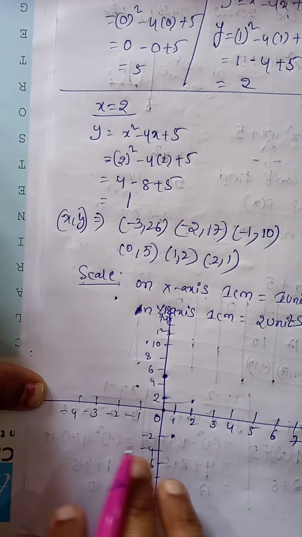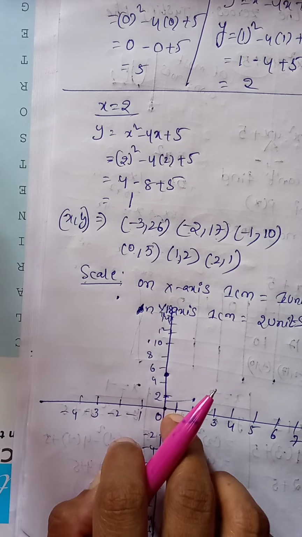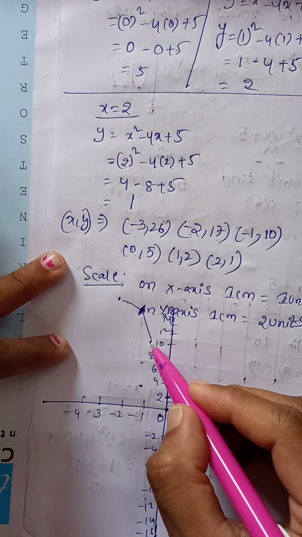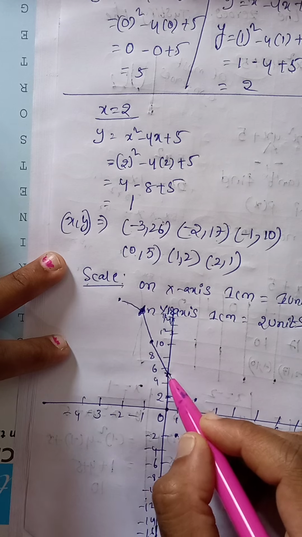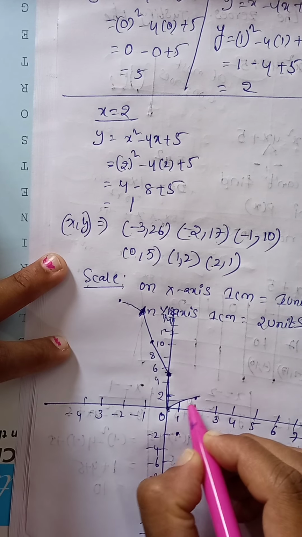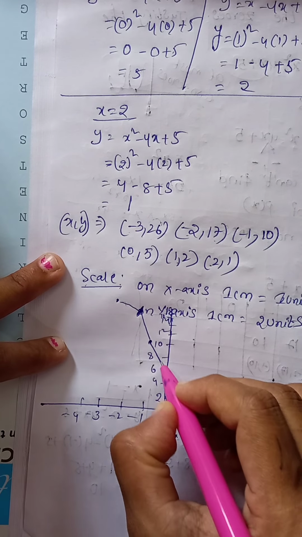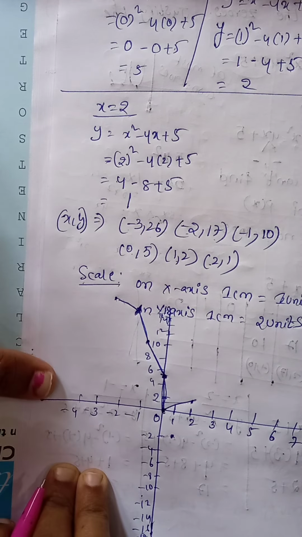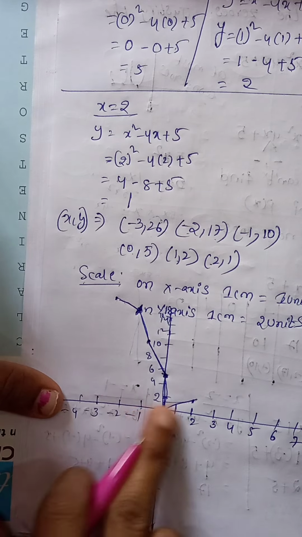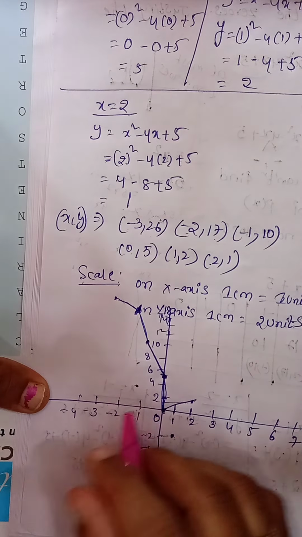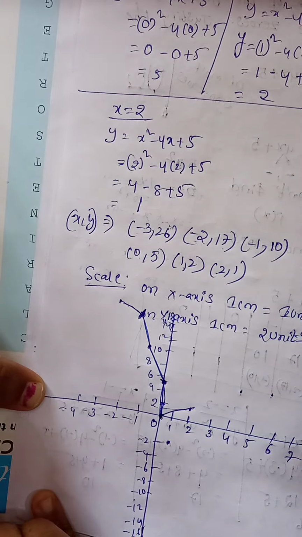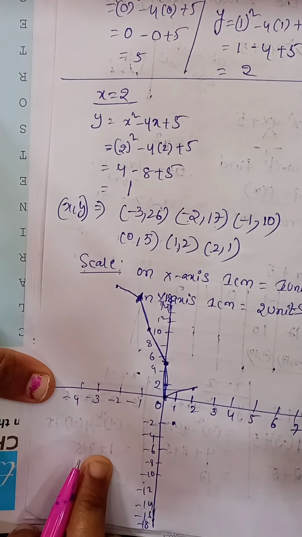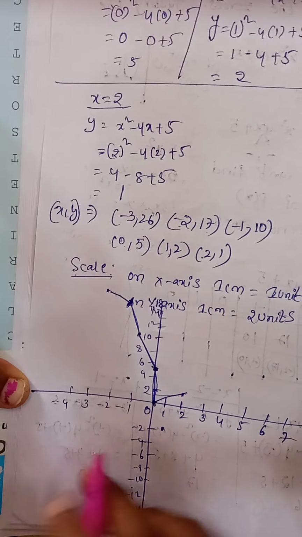So now join all these points here. So now you get this shape here. If you see here, does this graph touch the x-axis? No, it doesn't touch the x-axis anywhere. So we can say through this graph, this polynomial doesn't have any zeros.